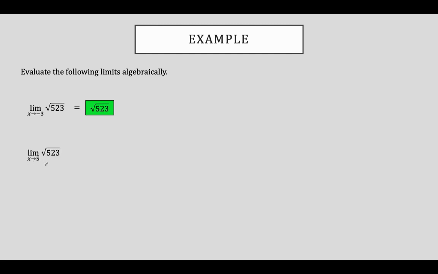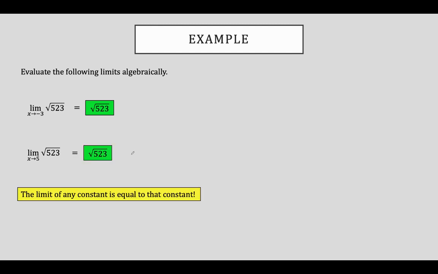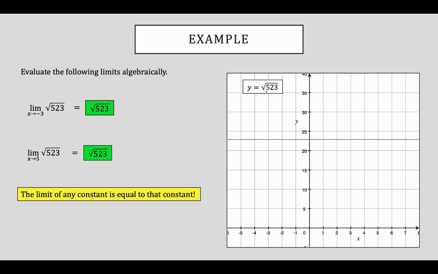The limit as x approaches 5 of root 523, well, again, there's no x to substitute in for. Therefore, no matter where we are evaluating the limit, the output is always going to be root 523. And you might recall, the limit of any constant is equal to that constant, right? Root 523, that's a constant. That is a number. And graphically, if we were to graph the equation y equals root 523, well, that's just a constant function, which gives us a horizontal line.